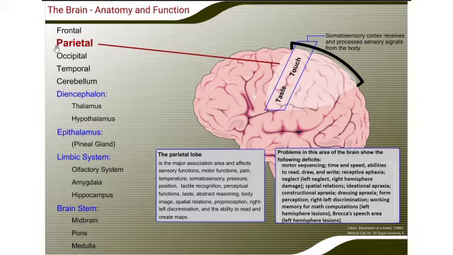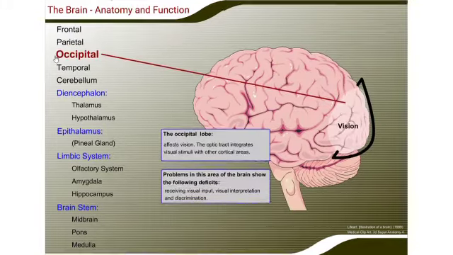Problems in this area of the brain show the following deficits: motor sequencing, time and speed, abilities to read, draw, and write, receptive aphasia, neglect, spatial relations, ideational apraxia, constructional apraxia, dressing apraxia, form perception, right-left discrimination, working memory for math computation, and Broca's speech area.